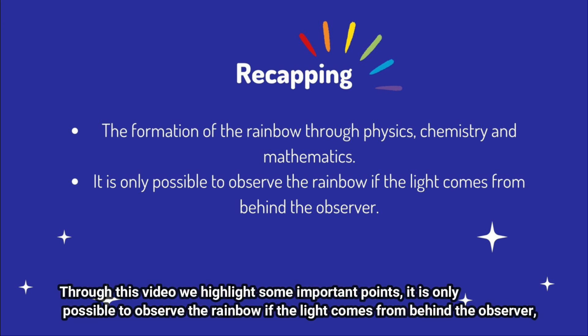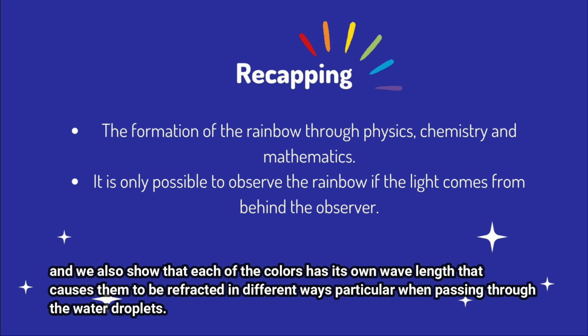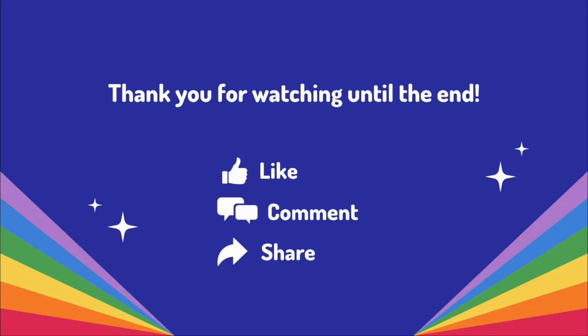Through this video, we highlighted some important points. It is only possible to observe the rainbow if the light comes from behind the observer. And we also showed that each of the colors has its own wavelength that causes them to be refracted in different ways, particularly when passing through the water droplets.